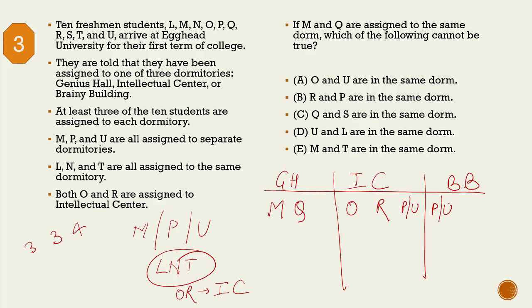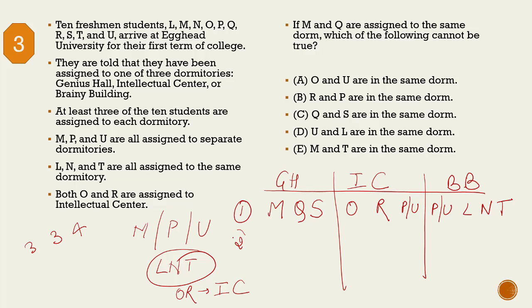Can they be assigned to Genius Hall? No, because in that case, the number of people in Genius Hall would go up to 5, which would contradict the condition of at least 3 students being in each dormitory. For the same reason, they cannot be allotted to Intellectual Center. The only possibility L and T could be assigned to is Brainy Building. Now, the only left out person, S, would be allotted to Genius Hall because each dormitory should have minimum 3 students. That's case 1.